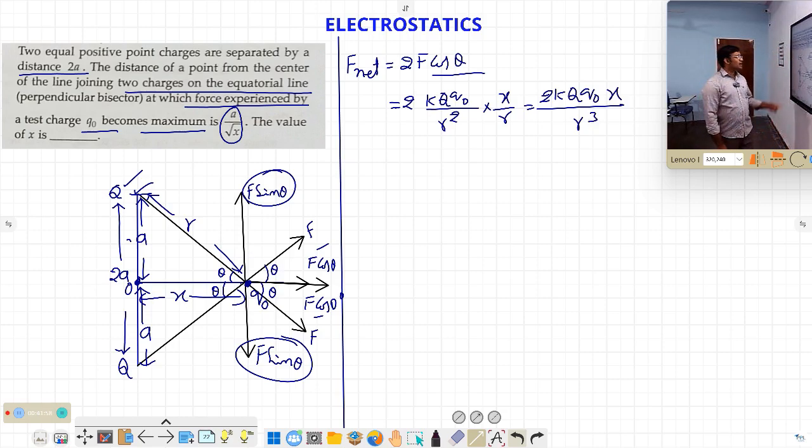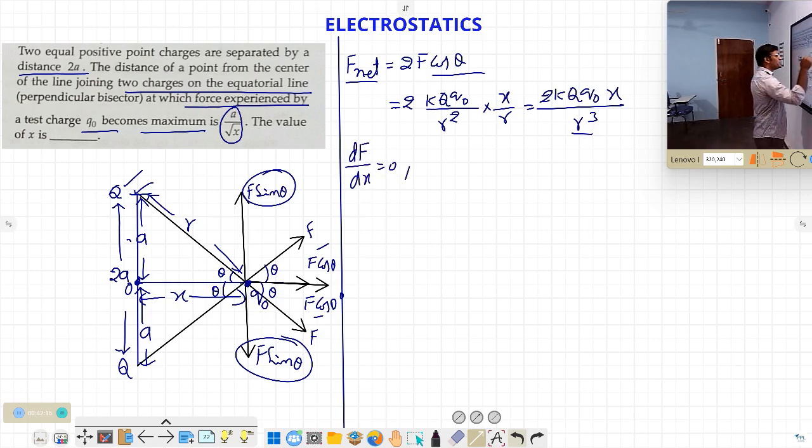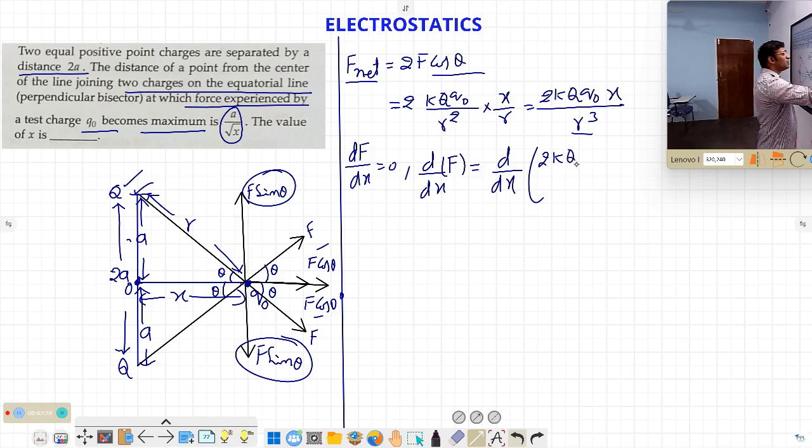In this case, they are asking to calculate the maximum force. The force value changes with respect to distance, so we will take the relation with respect to distance. To find F with respect to distance, dF by dx has to become equal to 0. That means you have to differentiate the above equation. So d by dx of F is equal to d by dx of 2k q small q naught x by r cube.